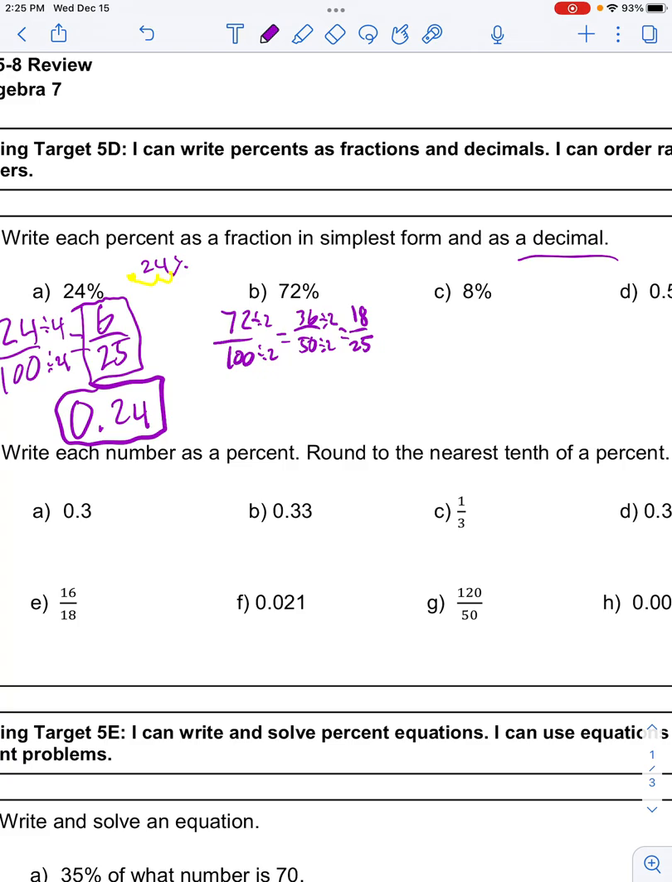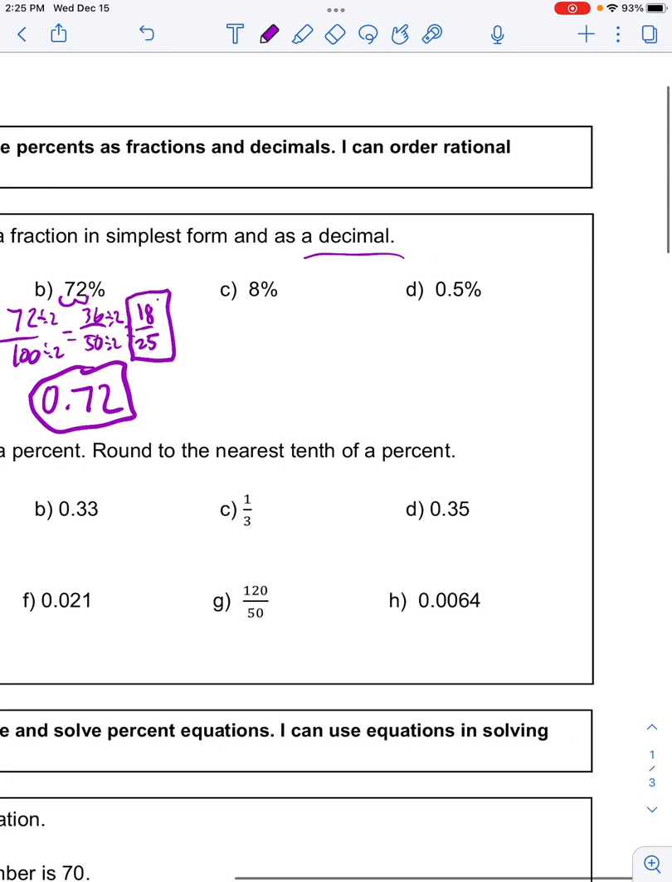And let's see here, 6, 12, 18, no; 3, no; 5, no; 9, no. I think that's as far as we can go. Okay, and then as a decimal, it'd be 0.72, moving it over 2 spots.